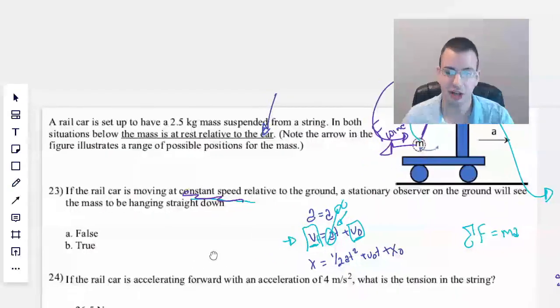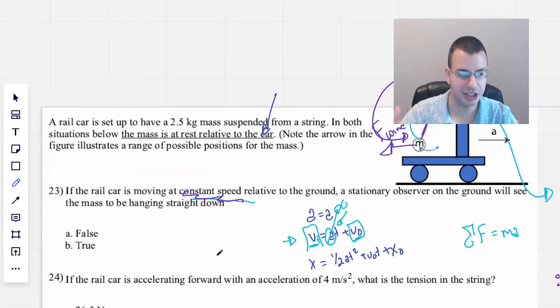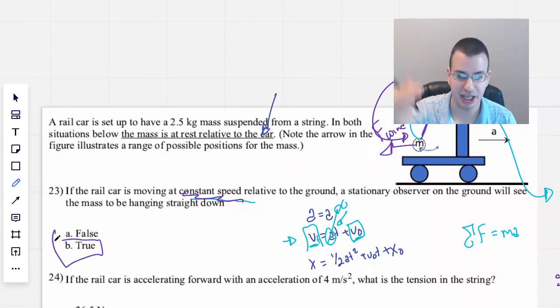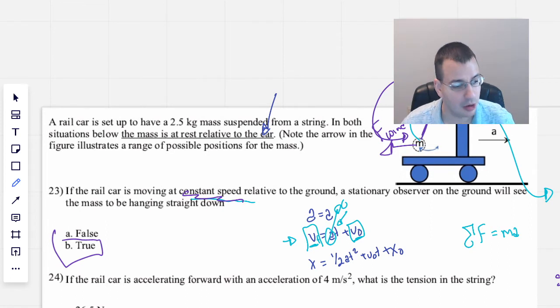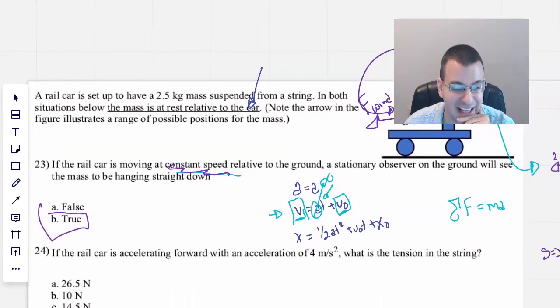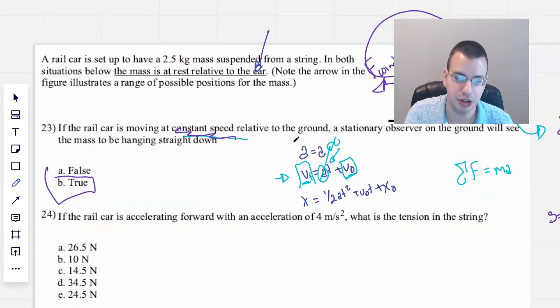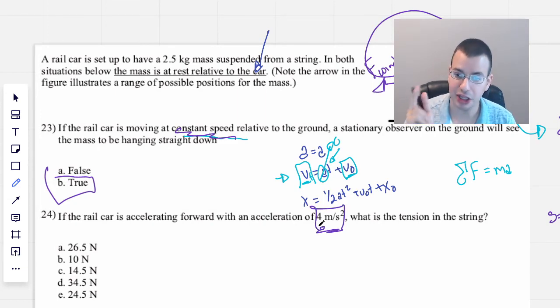So that's why in reality you probably wouldn't see this situation, but in this sort of idealized scenario, it does make sense that the weight would be straight up and down. Okay. Now, if the rail car is accelerating forward with an acceleration of 4 meters per second squared, what is the tension in the string?